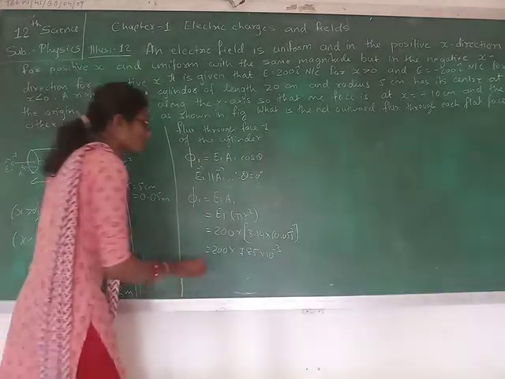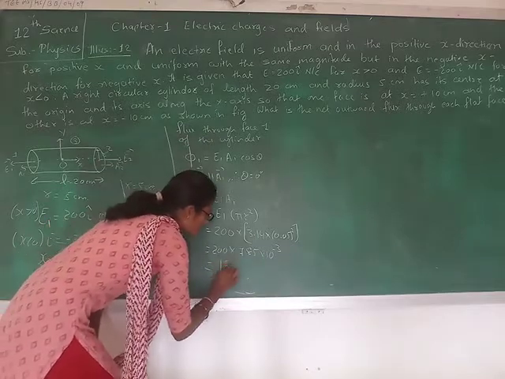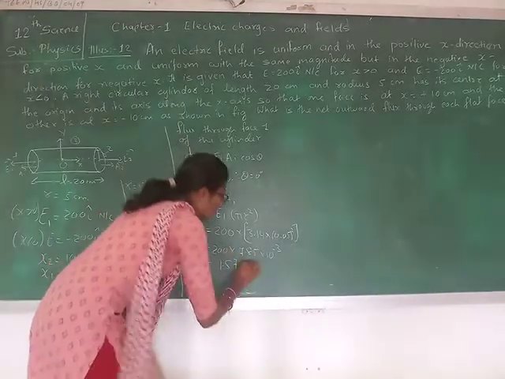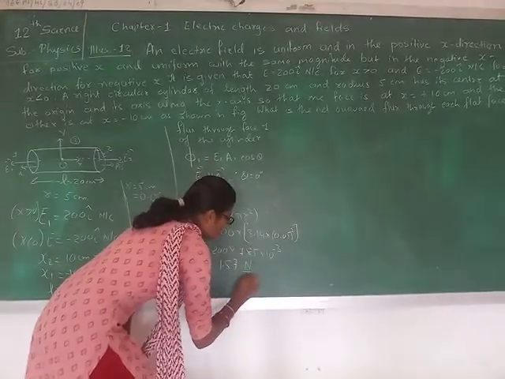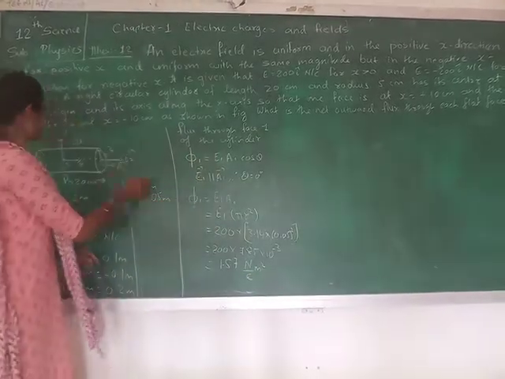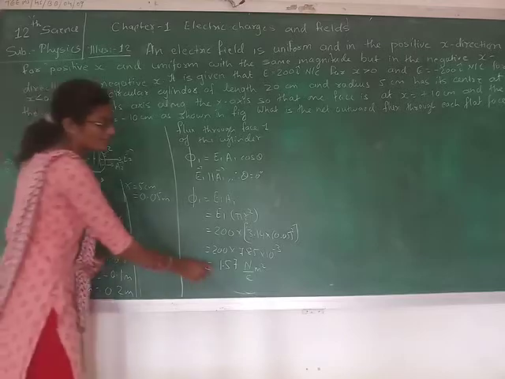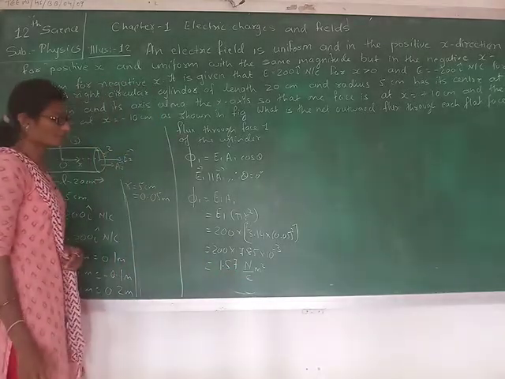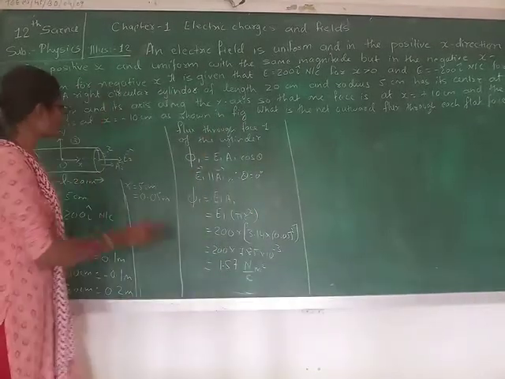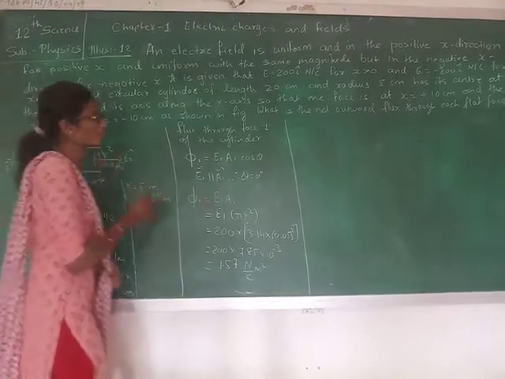Thus, when we calculate the flux, we get 1.57 Newton per coulomb into meter square. So the flux of phase 1 of the cylinder is 1.57 Newton per coulomb into meter square. Now in the same way we will find the flux at end 2, that is, of phase 2.